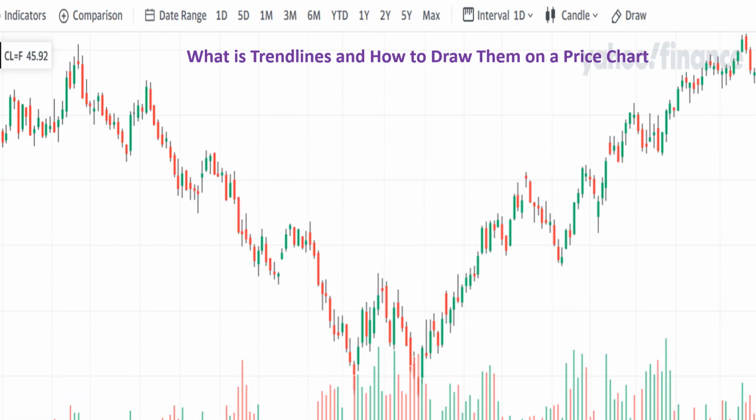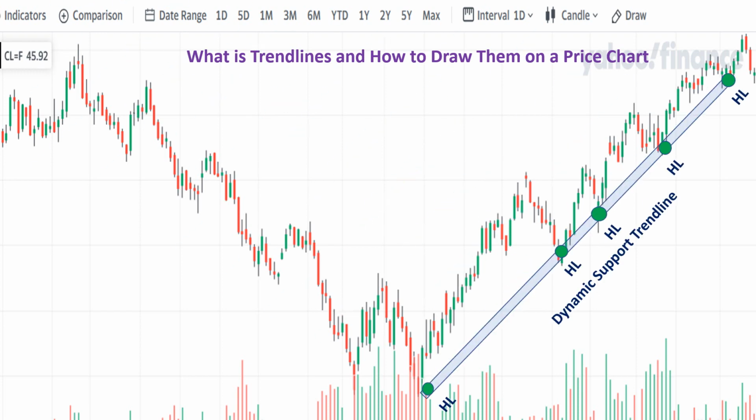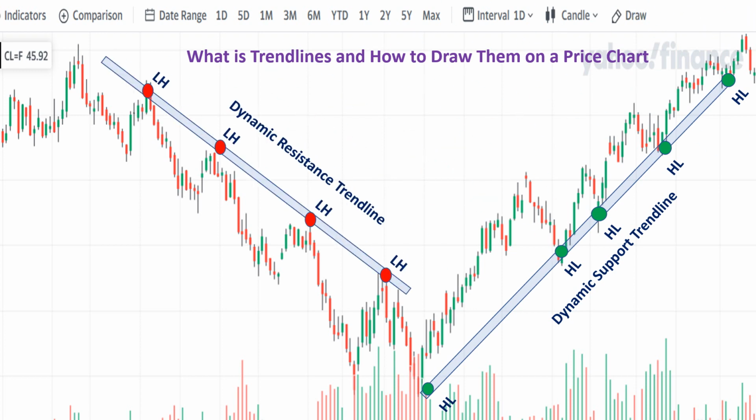In this graph, CL stock on a D1 time frame, drawing a trend line involves identifying the prevailing trend, selecting significant highs or lows as anchor points, and connecting them with a straight line. For an uptrend, the line is drawn by connecting higher lows, while for a downtrend, it connects lower highs. The trend line is then extended into the future to gauge potential support or resistance levels.